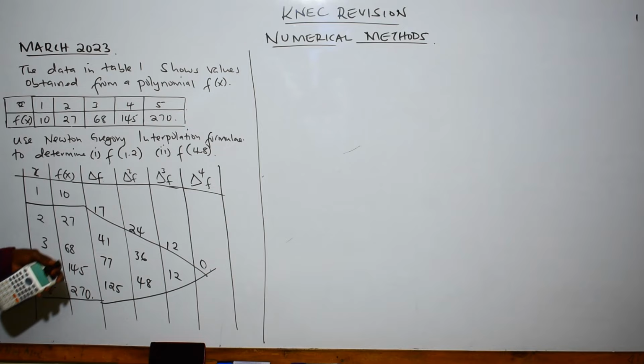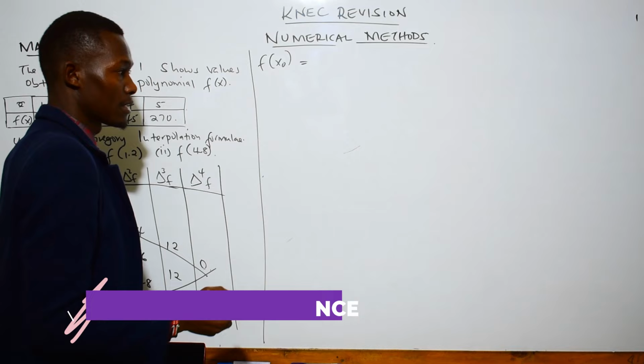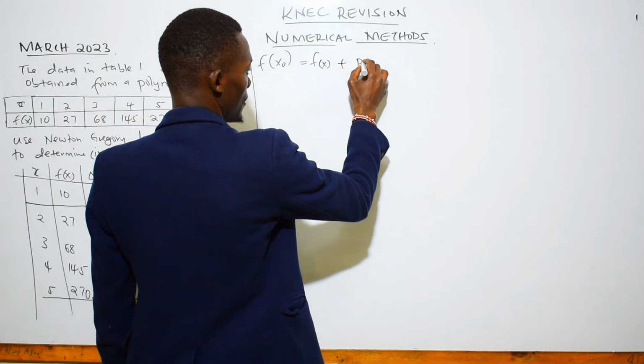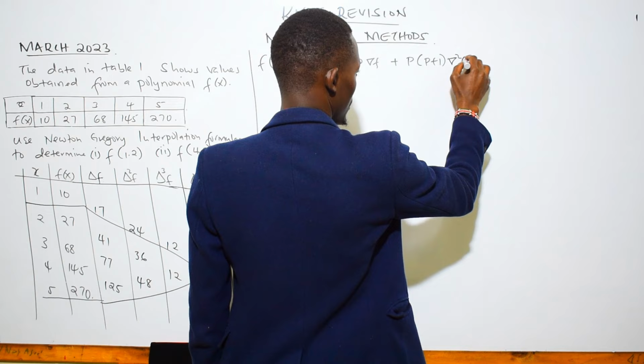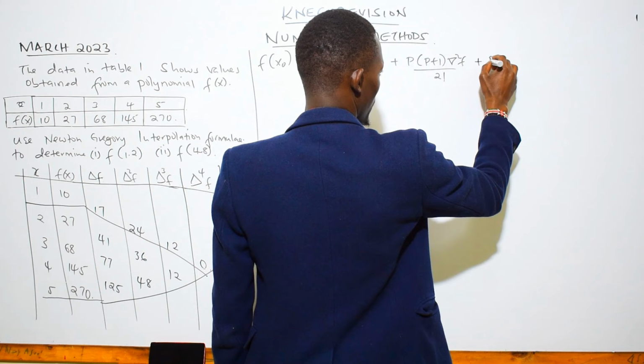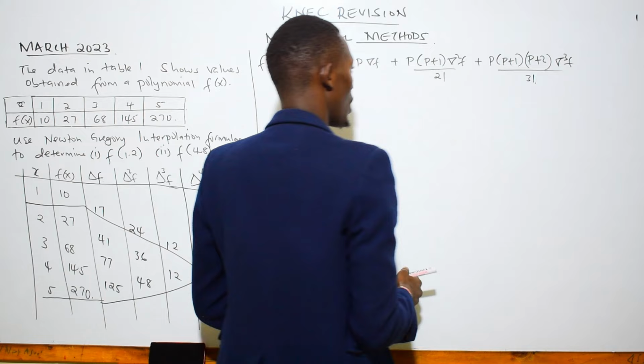So here we always say we use x0, that is the value that you are finding. Now the formula is just given by the value of f(x), then plus p times the first backward difference, then plus p times (p plus 1) times the second difference over 2 factorial, then plus p times (p plus 1) times (p plus 2) times our third difference. So again we see our differences will go up to the third difference.